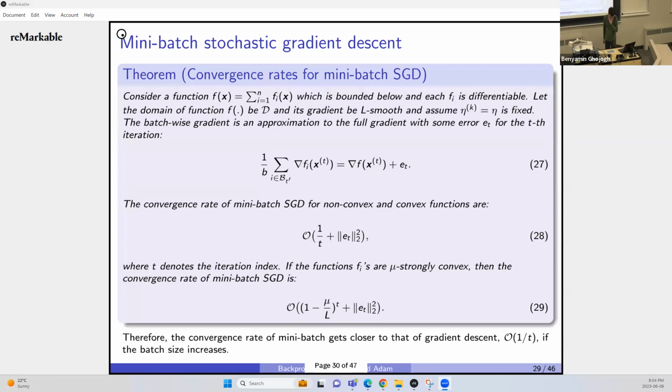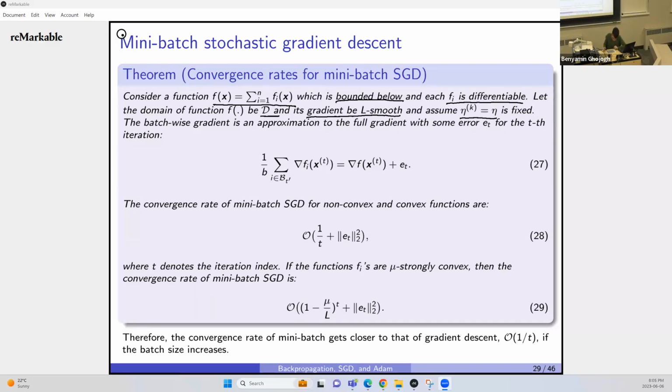Okay, convergence rates for mini batch SGD. Consider a function, which is bounded below. So this is a decomposable function bounded below. Again, each f_i is differentiable, the domain is D, and the gradient is L-smooth. Assume the learning rate is fixed.